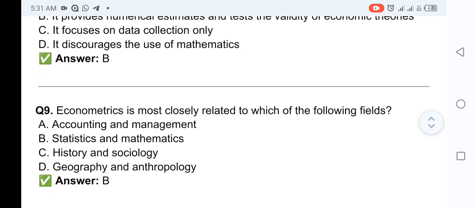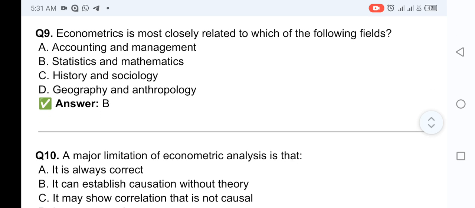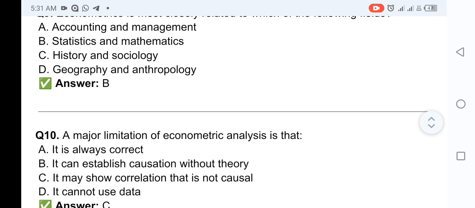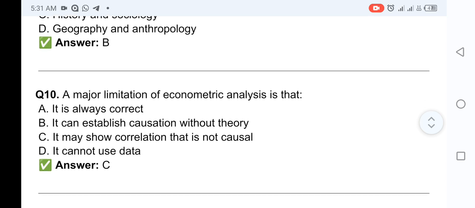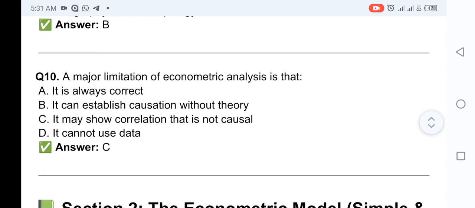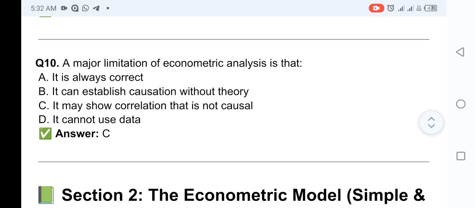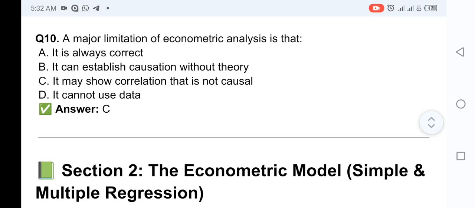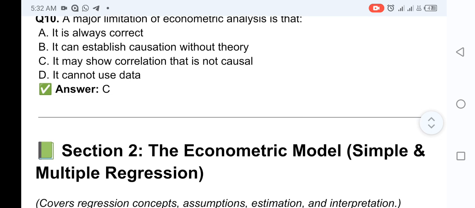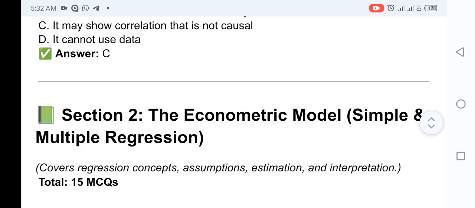Answer: B. Q10. A major limitation of econometric analysis is that A. It is always correct. B. It can establish causation without theory. C. It may show correlation that is not causal. D. It cannot use data. Answer: C. Green Book Section 2, The Econometric Model, Simple and Multiple Regression. Covers regression concepts, assumptions, estimation, and interpretation.